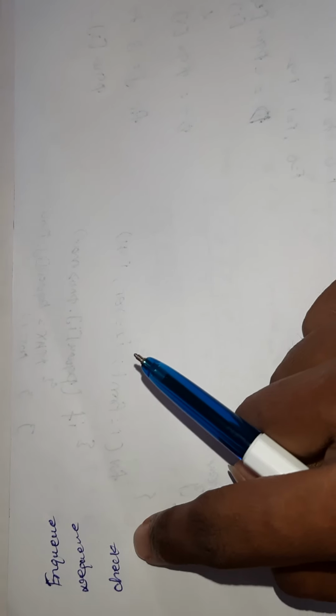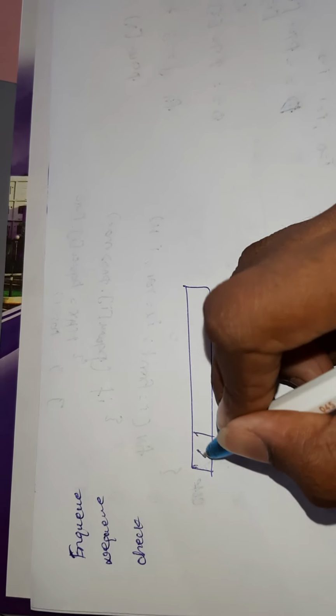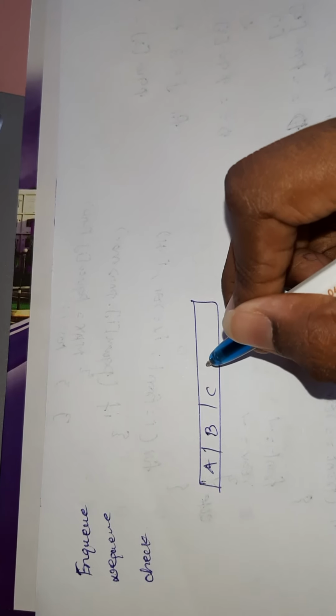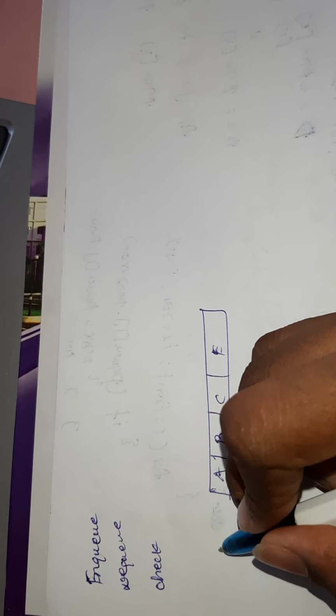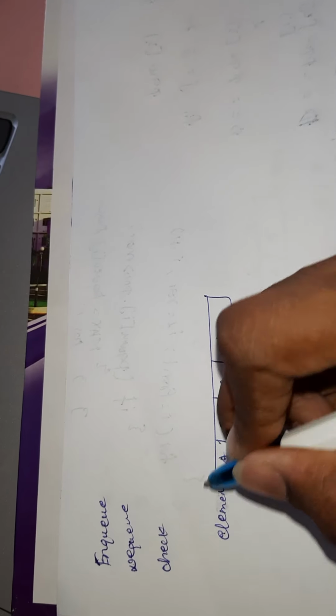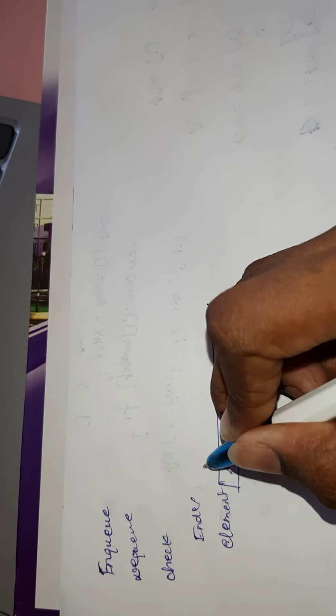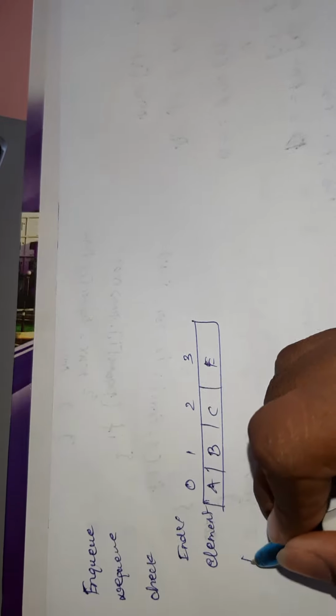Now we are going to see the NQ operation. As already said, inserting is NQ and deleting is DQ. To do this we need to check the priority. For example, I am giving the elements A, B, C, E in the array. Next I give the indexes 0, 1, 2, 3. Next I give the priorities 1, 2, 3, 5.